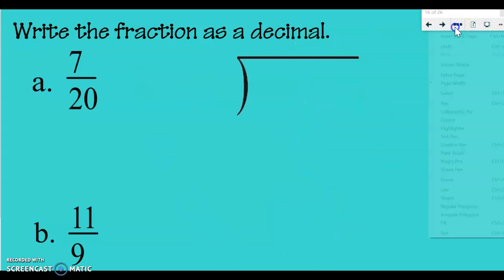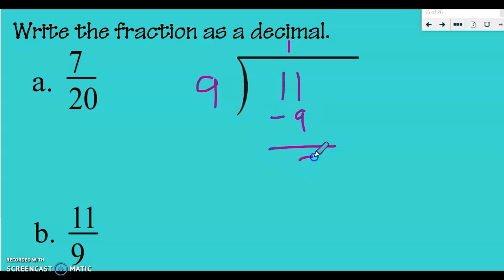Now let's try B. 11 divided by 9. 11 is your numerator, so it goes inside the bracket box. And then 9 is your denominator, so it goes outside. So how many times does 9 go into 11? Once. So minus 9, you have 2 left over. How many times does 9 go into 2? It doesn't go into 2. So let's add that decimal for help and bring a 0 down.